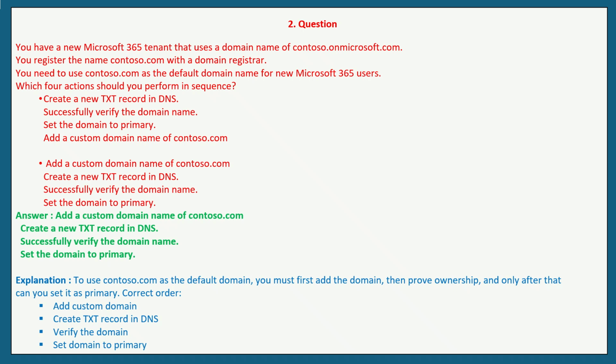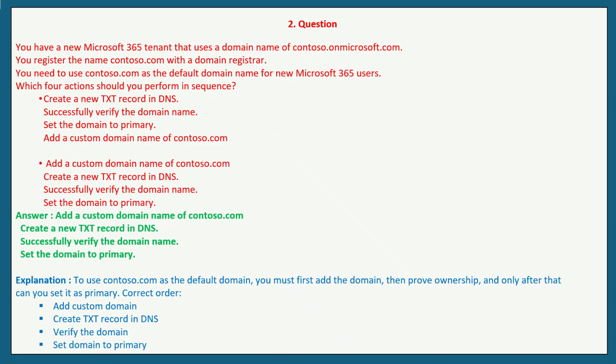Question number 2. You have a new Microsoft 365 tenant that uses a domain name of contoso.onmicrosoft.com. You register the name contoso.com with a domain registrar. You need to use contoso.com as a default domain name for the new Microsoft 365 users. Which four actions should you perform in sequence?